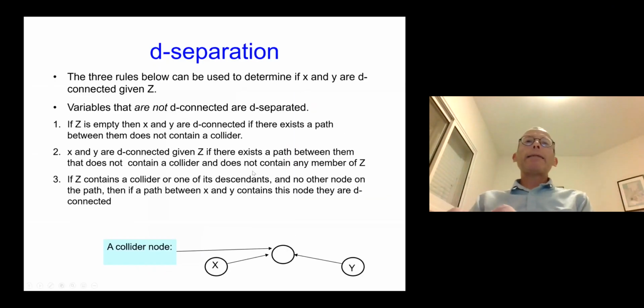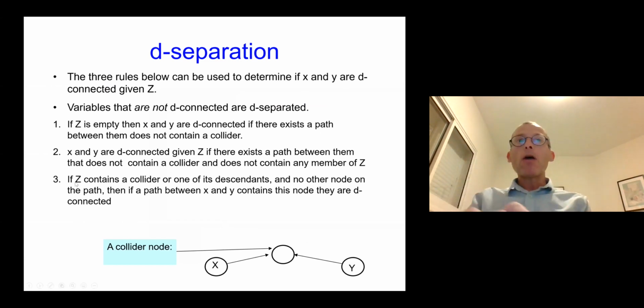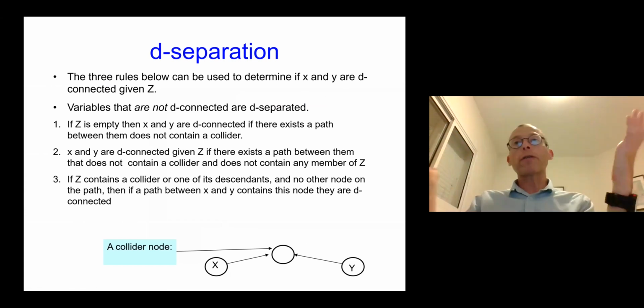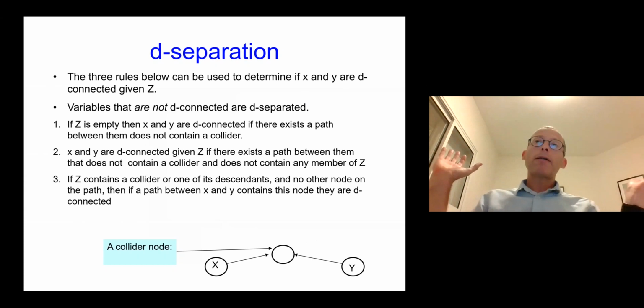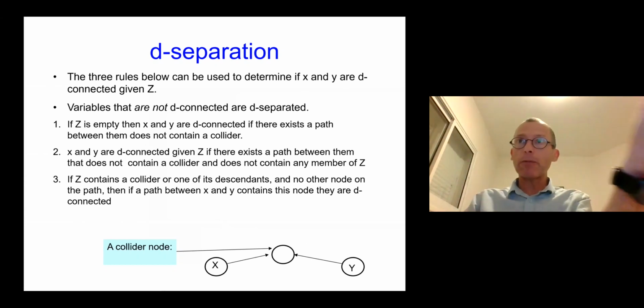The second rule is, the second and third rules are for when Z is not empty. Okay, so we say X and Y are d-connected if there exists a path between them that does not contain a collider and does not contain any member of Z. So if there is a directed path between X and Y that does not contain any member that we condition on, they are connected, right? It's similar to the empty set. There is a directed path between them, they are connected.